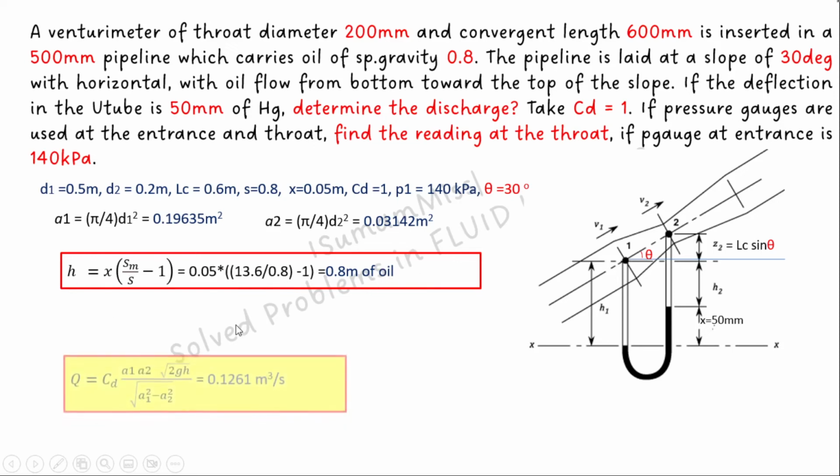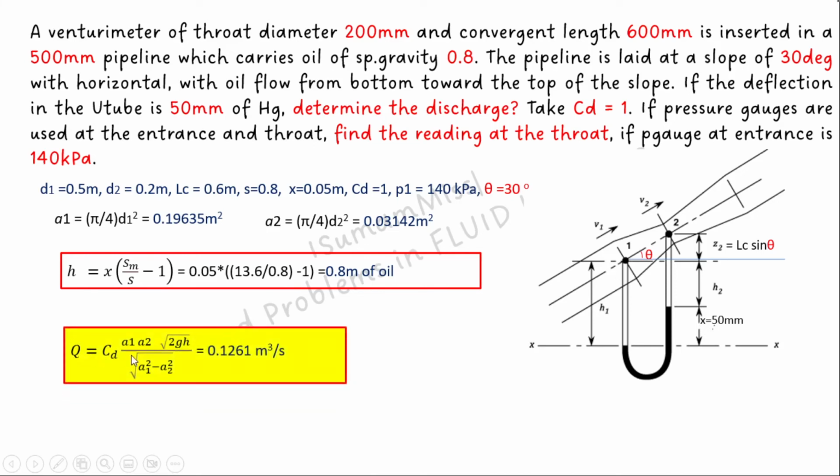For a venturimeter, the discharge equation is CD into A1 A2 into root of 2gH divided by root of A1 square minus A2 square, where A2 is the area at the throat and A1 is the area at the convergent section. The diameter of the convergent section is the same as that of the pipe. So A1 is calculated, H is also calculated, and Q is obtained as 0.1261 meter cube per second.